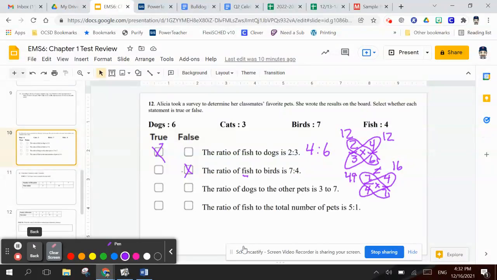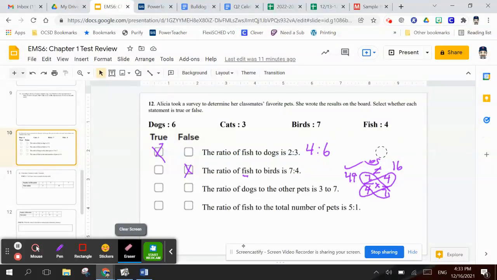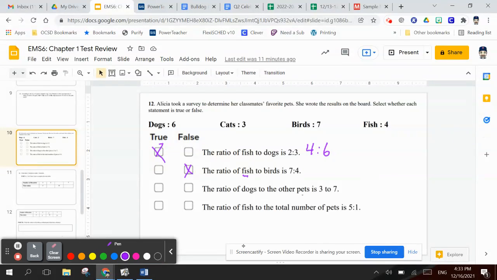It says the ratio of dogs to other pets is 3 to 7. So dogs to other pets. So dogs is 3 to 7. So here's my ratio. But dogs is 6 to other pets. That means all other pets but dogs. So other pets would be 3 plus 7 plus 4, which would be 14.